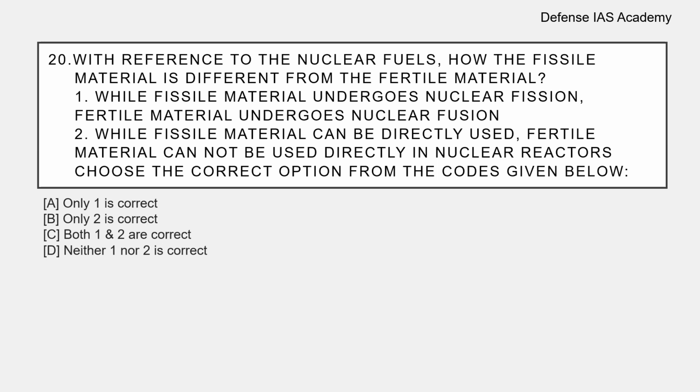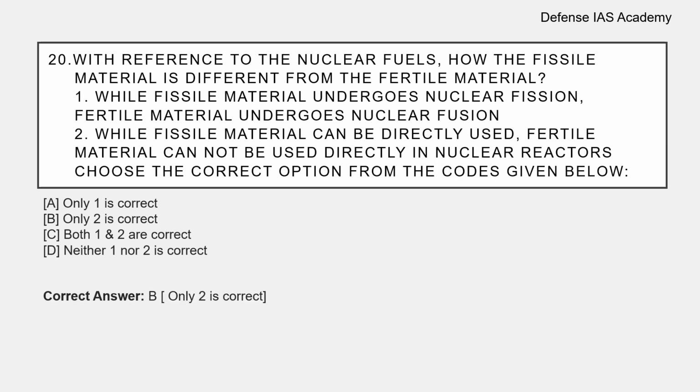Question 20. With reference to the nuclear fuels, how is the fissile material different from the fertile material? 1. While fissile material undergoes nuclear fission, fertile material undergoes nuclear fusion. 2. While fissile material can be directly used, fertile material cannot be used directly in nuclear reactors. Choose the correct option from the codes given below. Options are option A only 1 is correct, option B only 2 is correct, option C both 1 and 2 are correct, option D neither 1 nor 2 is correct.